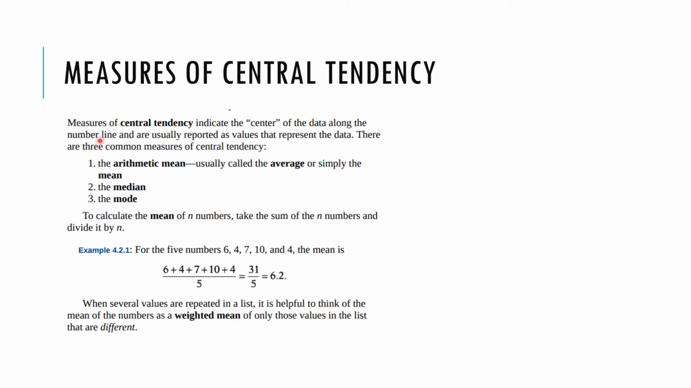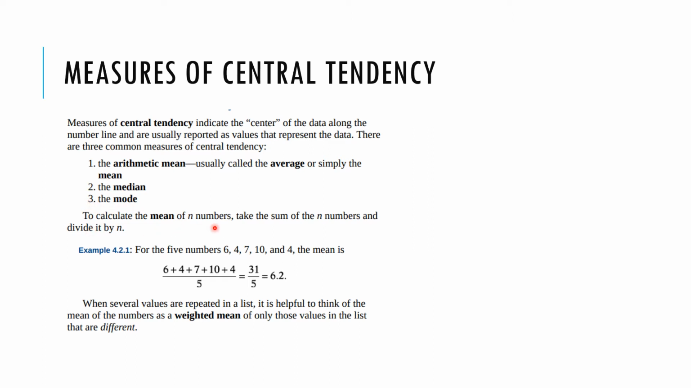Measures of central tendency. Measures of central tendency indicate the center of the data along the number line and are usually reported as values that represent the data. There are three common measures of central tendency: number 1, the arithmetic mean, usually called the average or simply the mean. Number 2, the median. Number 3, the mode.